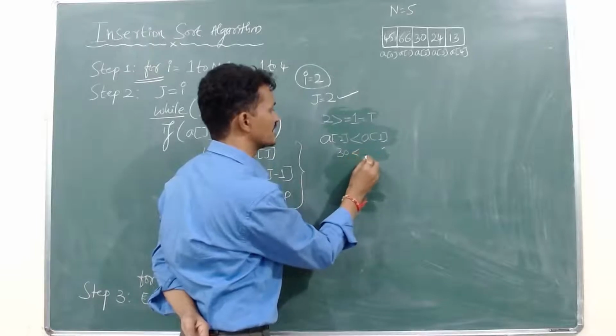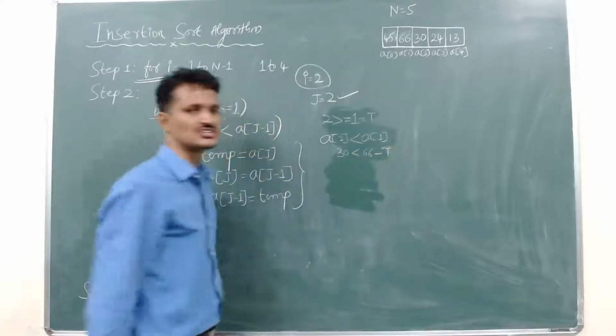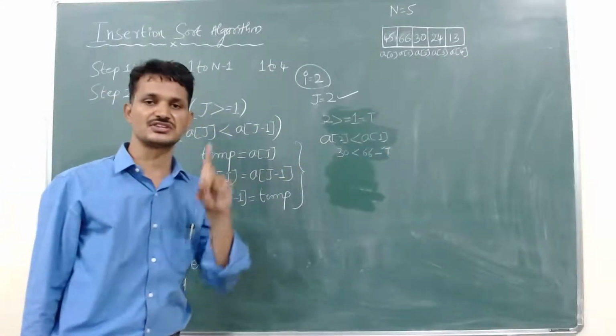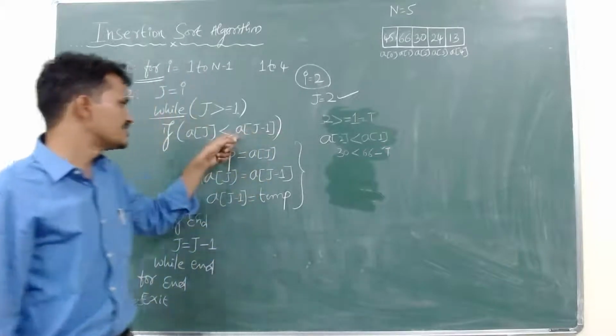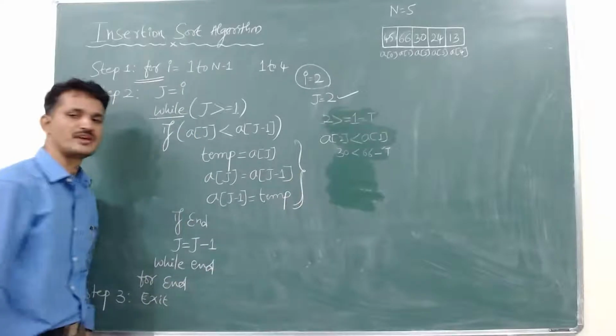30 is less than 66. Yes, it is true. The condition is true. When this condition is true, I will execute these three statements.